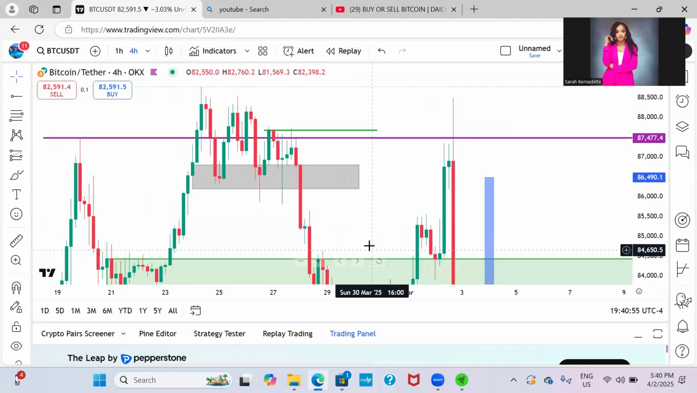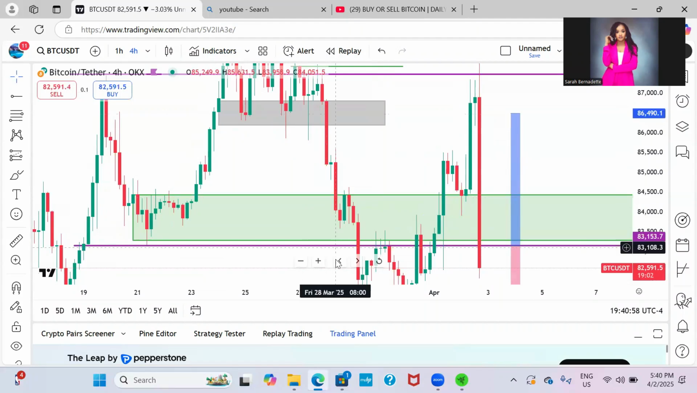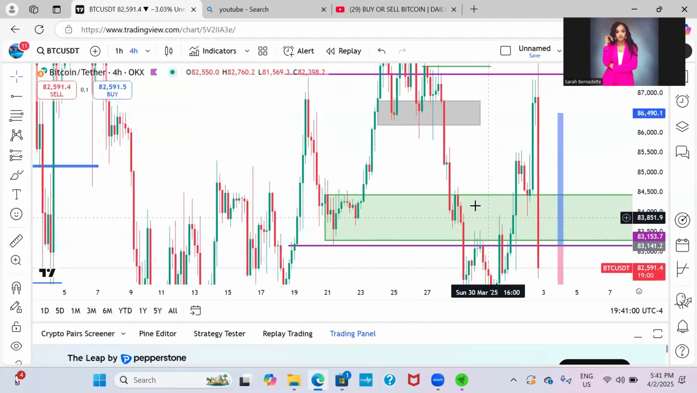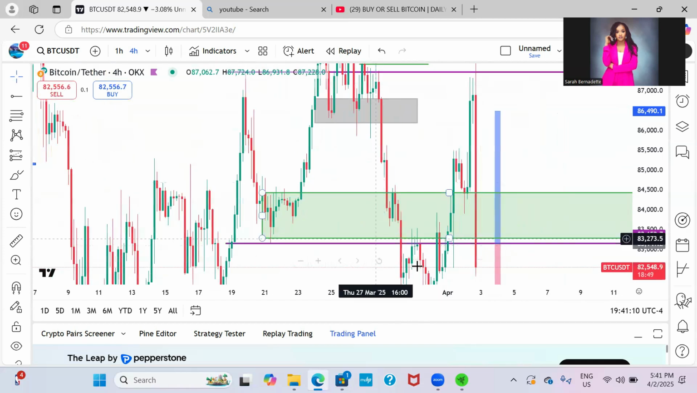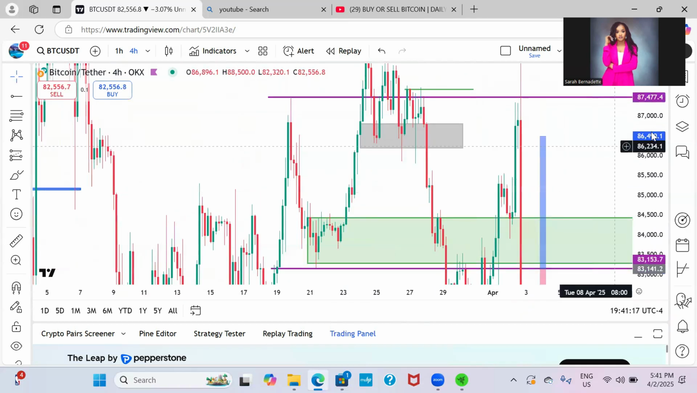Scenario number two was to look for a buy if Bitcoin drops all the way down to around 83,800, 83,200. This is also another good level to look for a buy on Bitcoin. So what ended up happening?